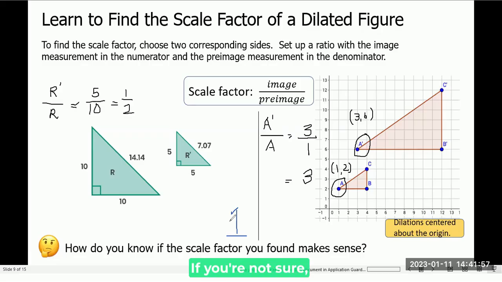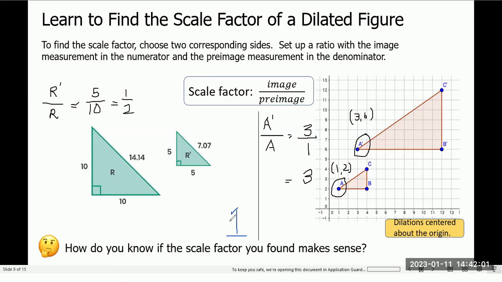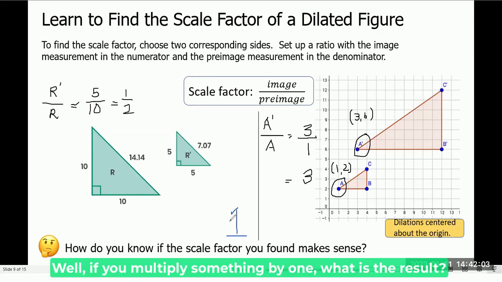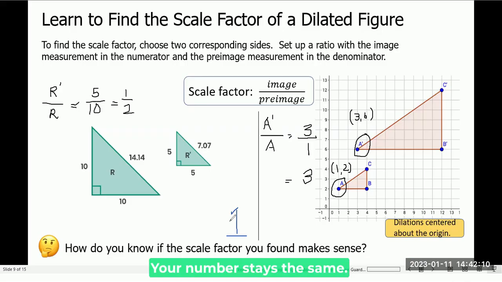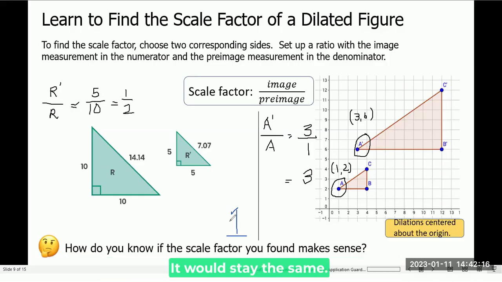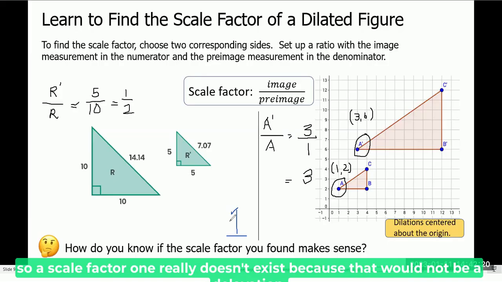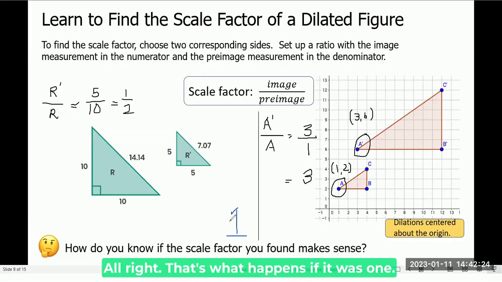Okay, if you're not sure, maybe you're still thinking. Well, if you multiply something by 1, what is the result? Your number stays the same, right? 5 times 1 is 5. 10 times 1 is 10. So that would mean it wouldn't be a dilation. It would stay the same. So a scale factor of 1 really doesn't exist because that would not be a dilation. It just stays the same size. All right? That's what happens if it was 1.